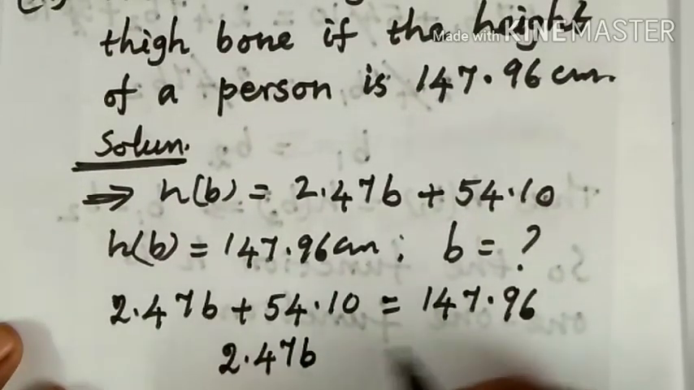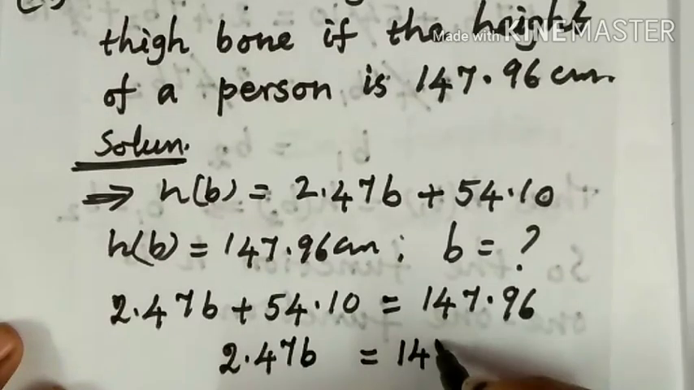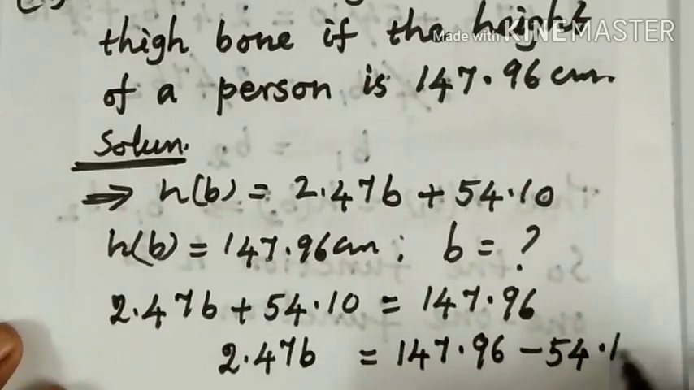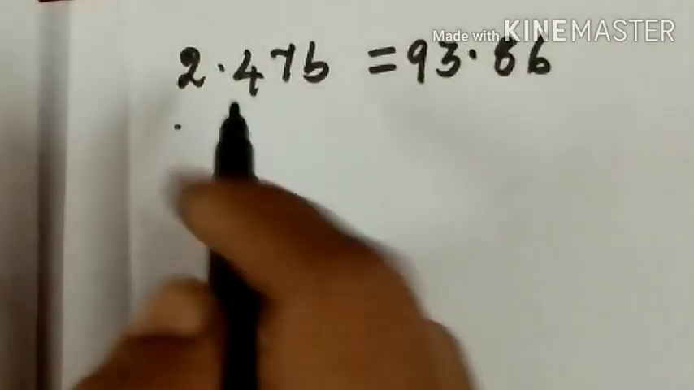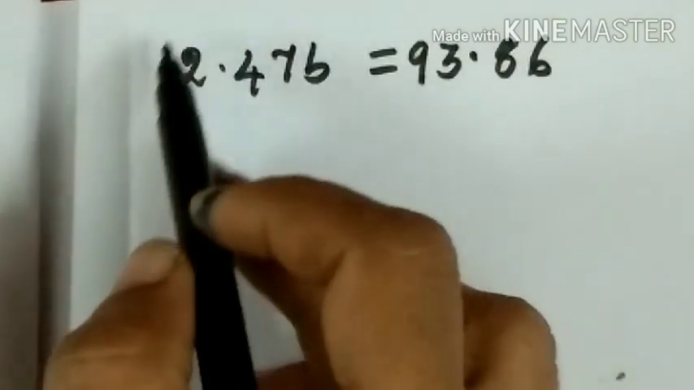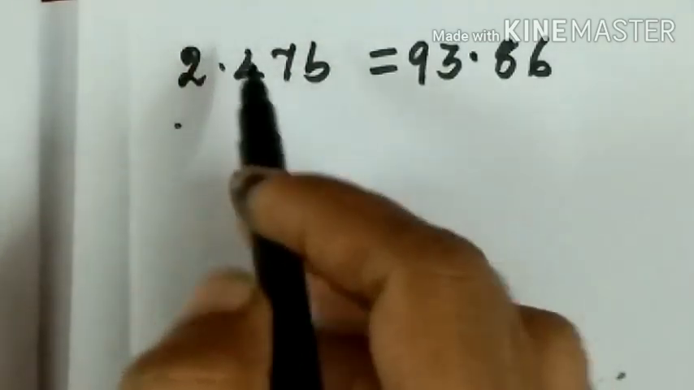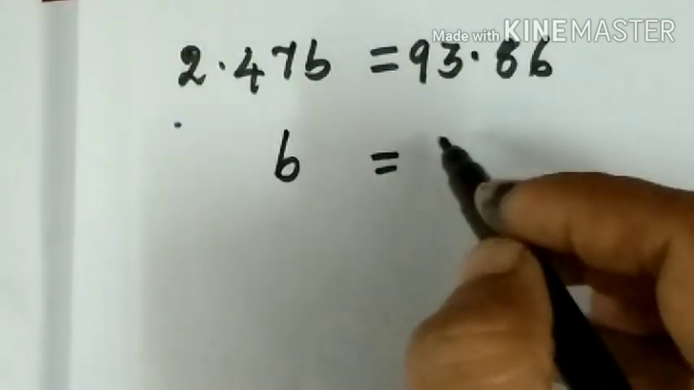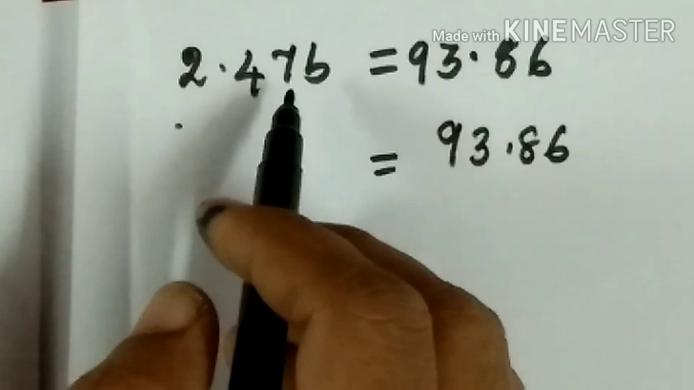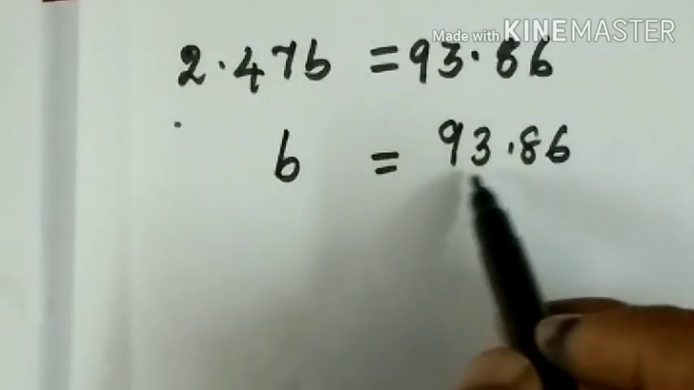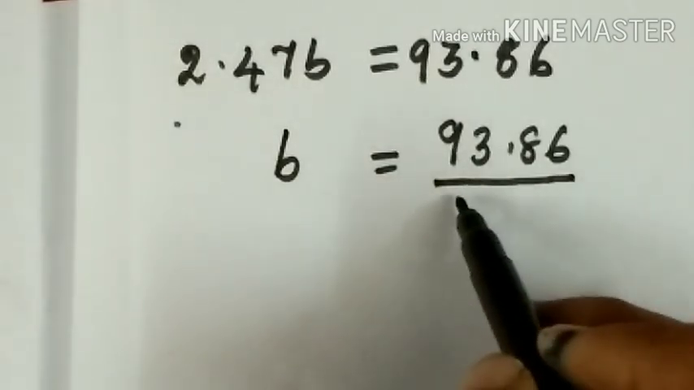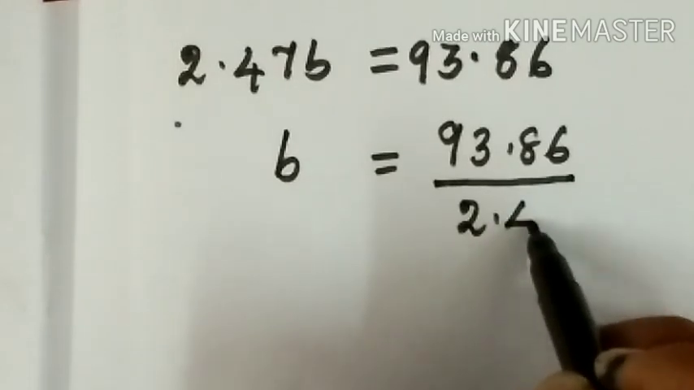Now 2.47 b equal to 147.96 minus 54.10. We get 2.47 b equal to 93.86. Here it is in multiplication form. Therefore, b equal to 93.86 by 2.47. The 2.47 after the equal means it becomes divide, so it is 93.86 divided by 2.47.